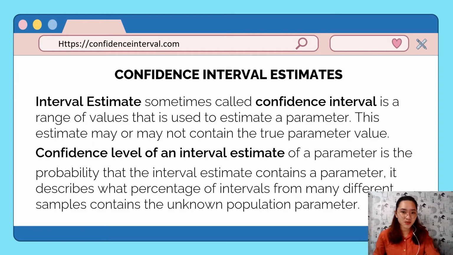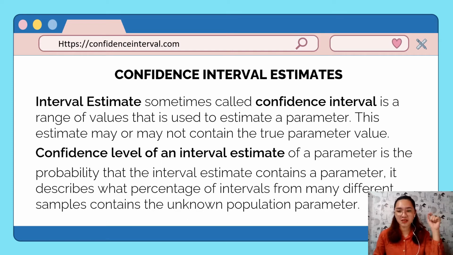Interval estimate, sometimes called confidence interval, is a range of values that is used to estimate a parameter. Unlike kanina, single value lang yung point estimation natin. Dito naman, range of values po siya. Halimbawa, ini-estimate natin na yung age ng mga grade 11 students is any value between 14 years old to 17 years old. So, meron tayong range of value.